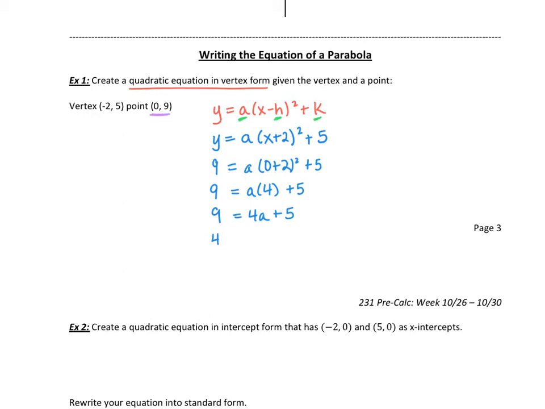Subtract 5, I have 4 equals 4a. Divide by 4, we have a equals 1. And so in our equation, a is equal to 1, and we are ready to write our equation. So our equation is y equals 1 times x plus 2 squared plus 5, and that is my equation in vertex form. Now, if I ask you to write it in standard form, all you have to do is multiply out x plus 2 times x plus 2 and then add 5.